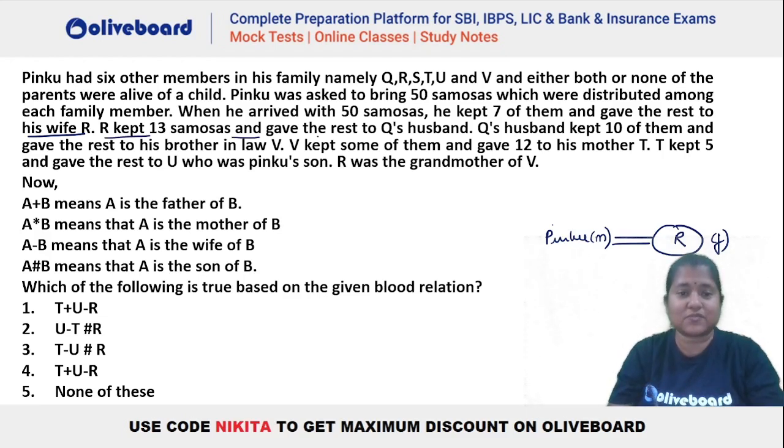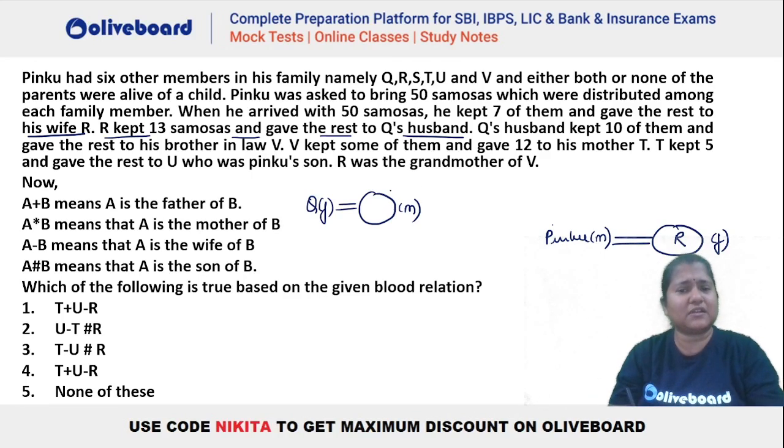R kept 13 samosas and gave the rest to Q's husband. That means Q has a husband here. So Q also is a female member, right? Q's husband kept 10 of them and gave the rest to his brother-in-law V, right? So that means V has to be the brother-in-law of this particular person, right?